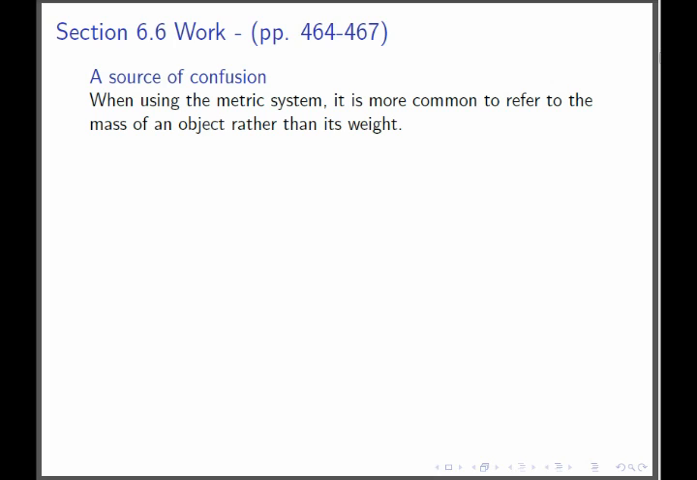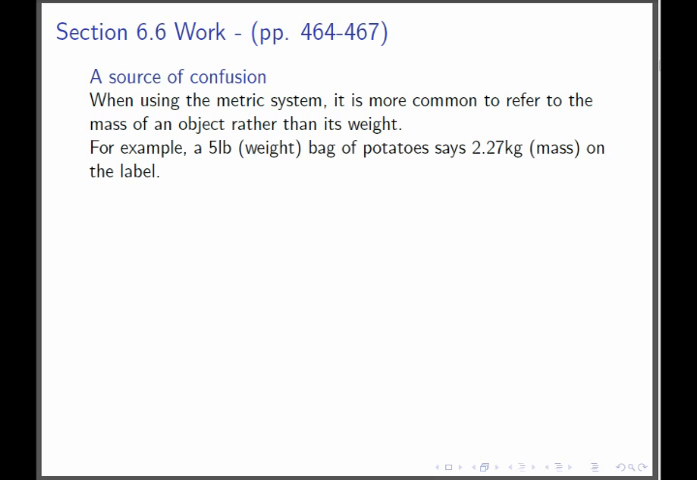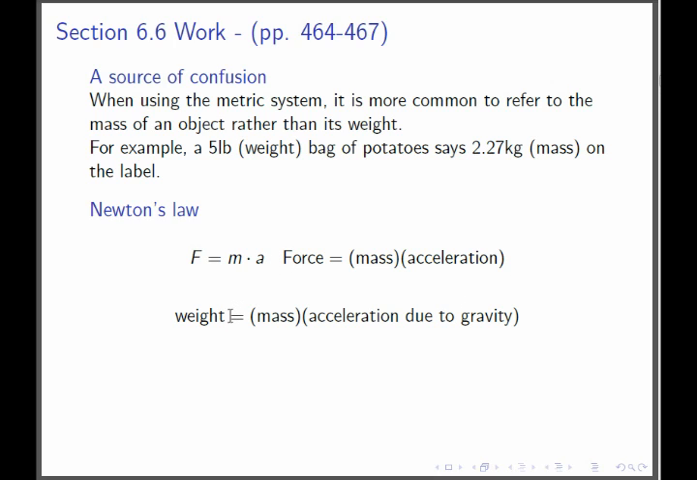When we use the metric system, it's much more common to refer to the mass of the object rather than its weight. For example, if you look at a 5-pound bag of potatoes, it says 2.27 kilograms on it, but that's not its weight, that's its mass. Newton's law tells us how to convert between an object's mass and its weight. Newton's law says that force is equal to mass times acceleration. And therefore, the weight of an object, this is the force of gravity on the object, is equal to the mass of the object times the acceleration due to gravity.